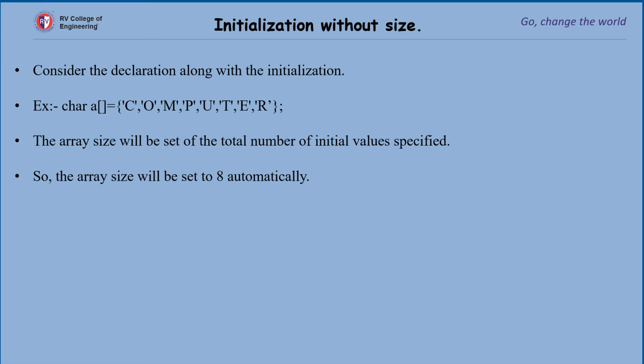Initialization without mentioning the size is also valid. Depending upon the number of elements you specify in the curly brackets, your compiler will automatically determine the size of the array. For example, char A in the square brackets, I have not mentioned the size. However, in the curly brackets, I have mentioned the characters. Here, automatically, your compiler will take the size as 8.